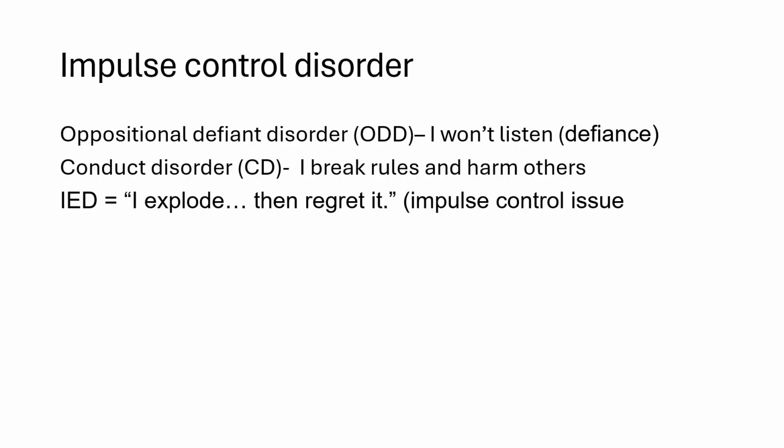Okay, let's summarize. ODD, oppositional defiant disorder. I won't listen. These kids will say no. They do not listen to the authority figures. Conduct disorder, CD. I break rules and harm others. They are more towards the criminal issues. IED, I explode and then I regret it. Right? So these people have impulse control issues. So that is a summary of all those three. And we know which is the most severe one. Conduct disorder is the most severe one. IED can be severe if they have done some harmful stuff during their explosion, right?